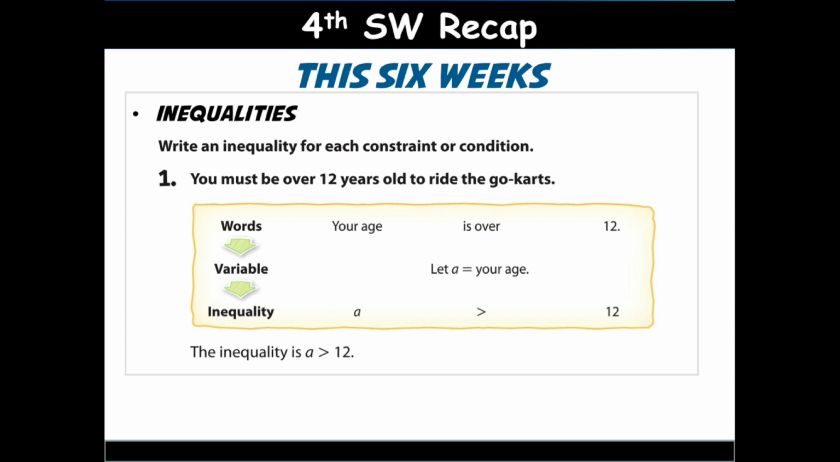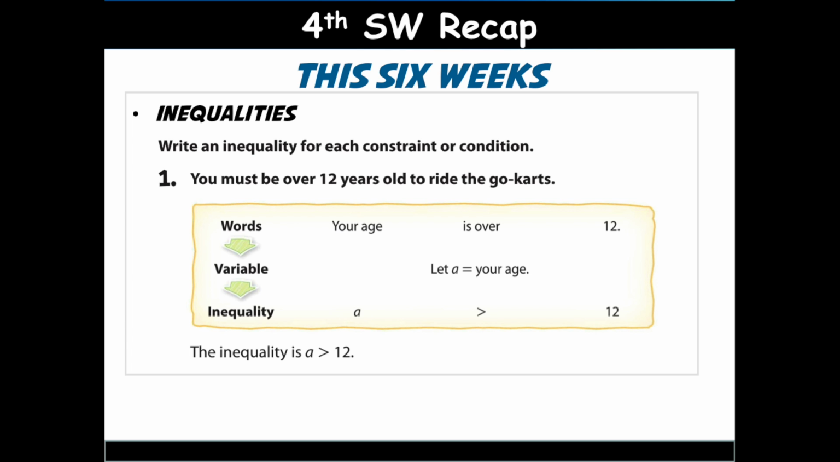Here's another one. If I give it to you in words, can you turn it into an actual inequality? Like if it says you must be over 12 years old, what does that mean? It means you have to be greater than 12. And I used A as the variable because of age. We're talking about your age has to be greater than 12. The subtle hint here was the word over. That means greater than 12.